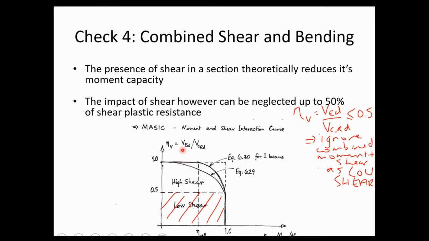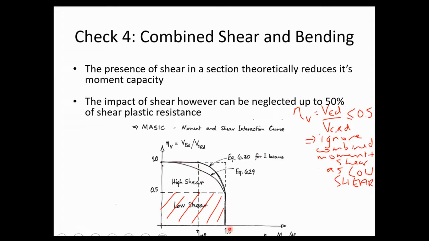However, if the shear force divided by the capacity becomes higher than 0.5, somewhere between 0.5 and 1, we have high shear. And you can see now, instead of using 1 as a utilization ratio for the moment, the demand divided by the capacity, we actually reduce it down. So for example, if I take a shear of 0.7, it comes down here. If I use equation 6.29, I come down here, and that gives me that I only have about 80% or something like that available in terms of the utilization ratio in bending, because I'm using some of the material in the flanges to withstand the shear force.